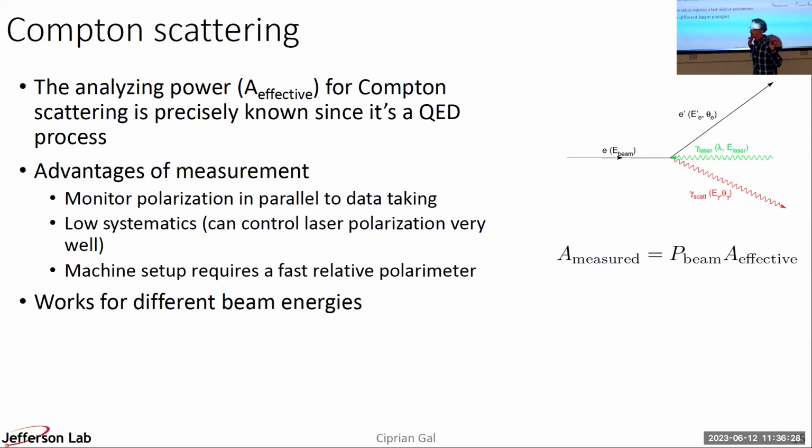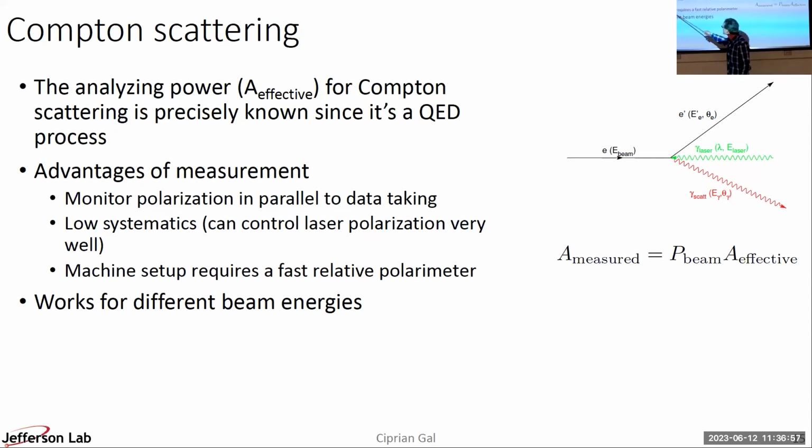We can monitor the polarization in real time, right? So we can figure out how well the electron beam is polarized while data taking is taking place. The other thing we already discussed, because it's QED and because we know a lot about QED, it has low systematics. And the other part of course, we will talk about it soon, but this photon is also polarized. And the polarization of the photon gives me some information there.